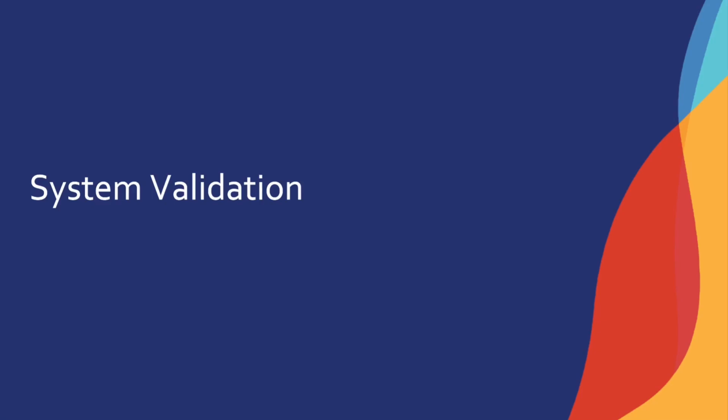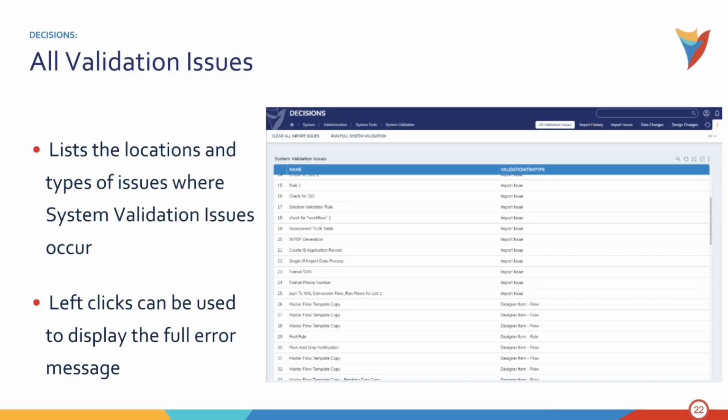The last dashboard section I want to talk about is system validation. This is the last page in the system tools that you'll find. System validation will give you details on the various locations and potential issues that may have happened in system validations anywhere in your process. So you can see here, there's the name of what happened, some problem on the assessment truth table. Here's a problem on the I9 PDF generation. Here's a problem in format SSN, right? The name of whatever happened as well as what the type of issue is. And then you can left click it to view the full details on the error.